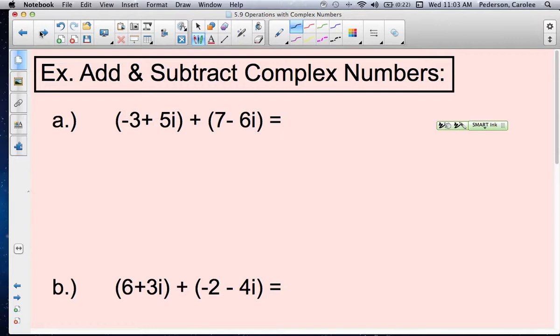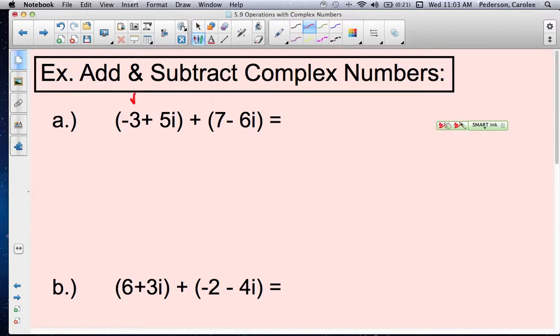Now we're going to move on to adding and subtracting complex numbers. So we have a few examples here. We want to go ahead and add negative 3 plus 5i, that's one complex number, to a second complex number, 7 minus 6i. So when we do these, we want to add like parts together. We want to add the real parts together and the imaginary parts together.